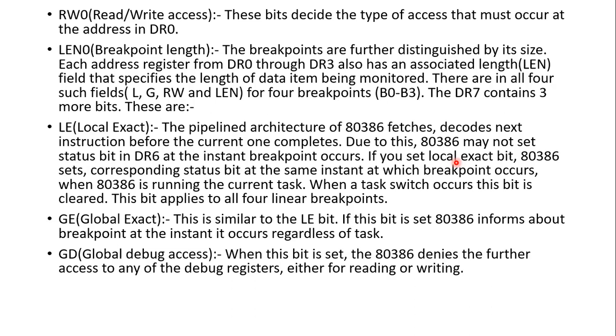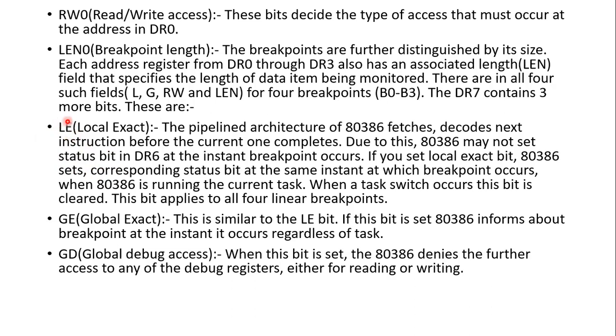When the 80386 is running the current task and a task switch occurs, this bit is cleared, and this bit applies to all the four linear breakpoints. LE, that is local exact, is applicable to all four breakpoints, because the work of this bit is that if the status bit in the DR6 register is not set, then this status bit setting work is done by the LE bit.